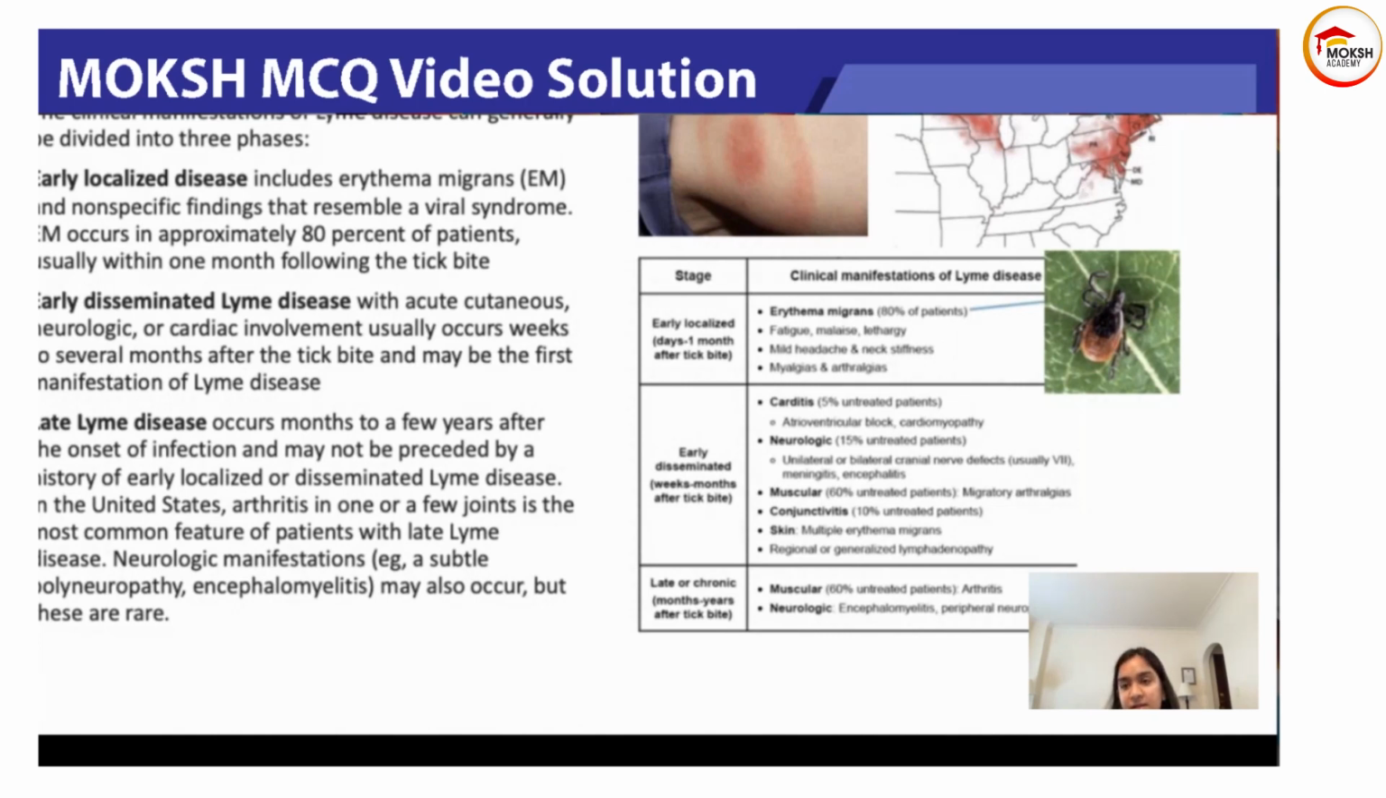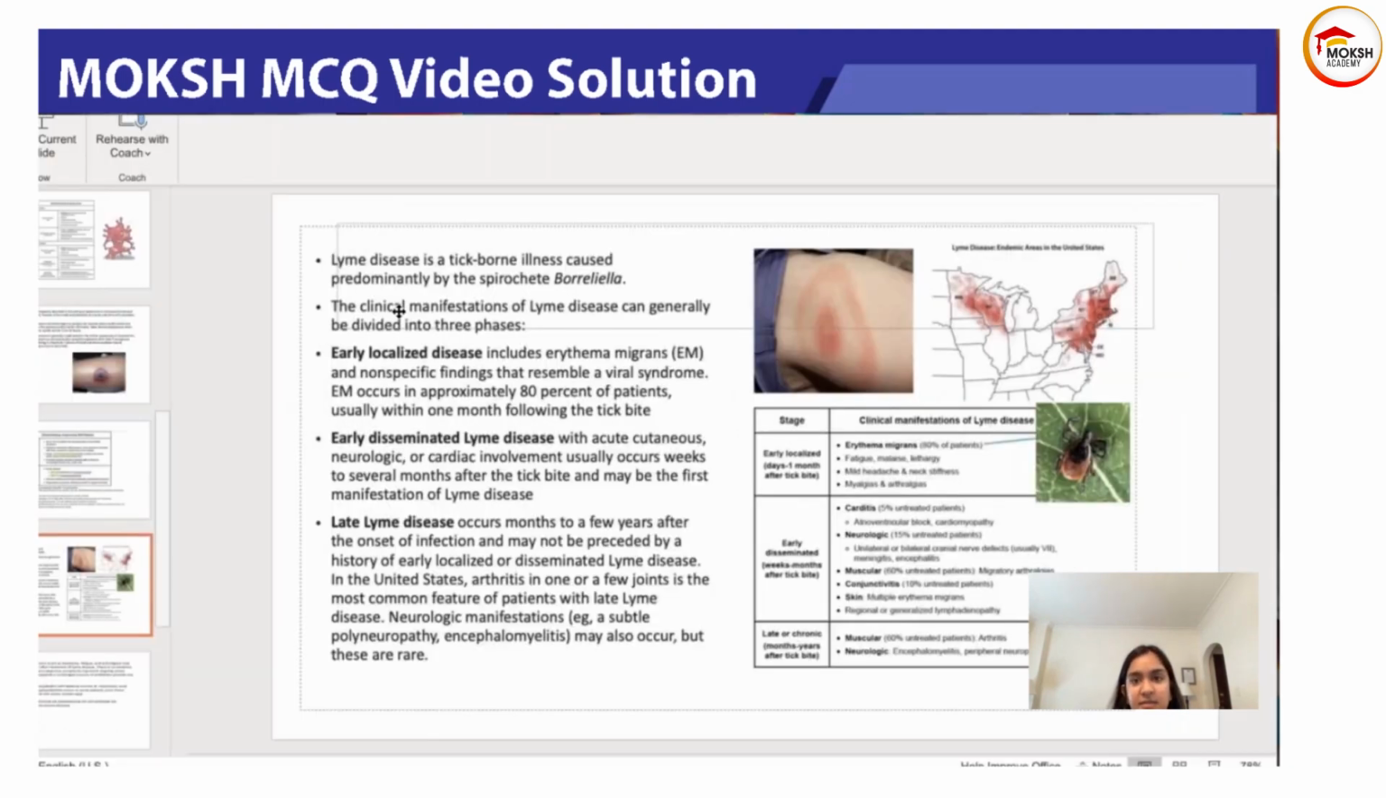And here it's very important to also pick up the clue of a history of outdoor activities. The region will be the northeastern United States, predominantly Connecticut, and in this case, they've given a history of Maine.